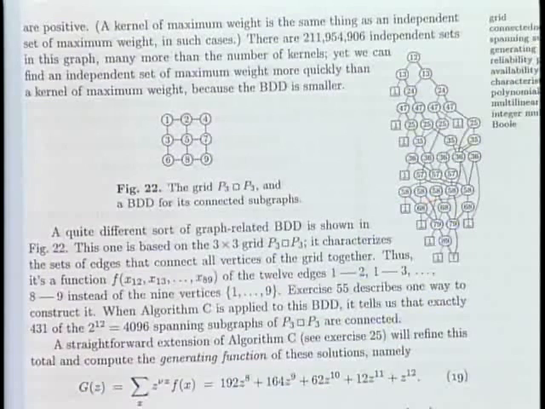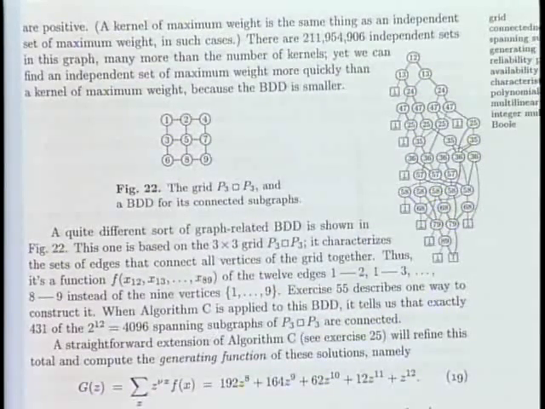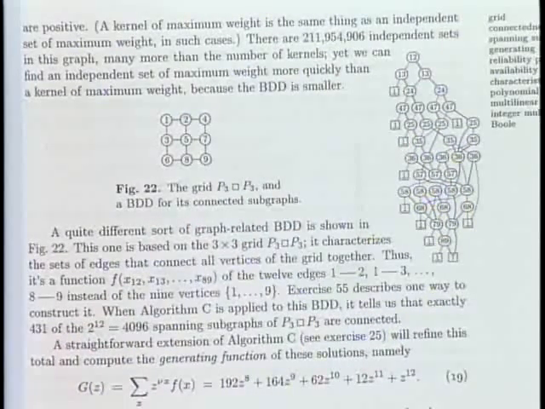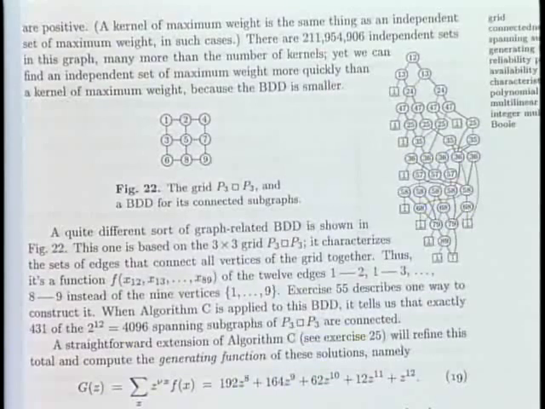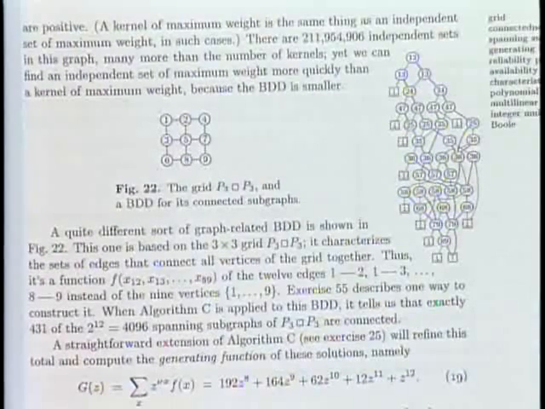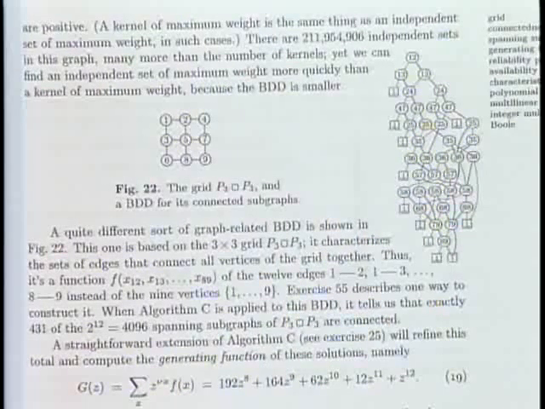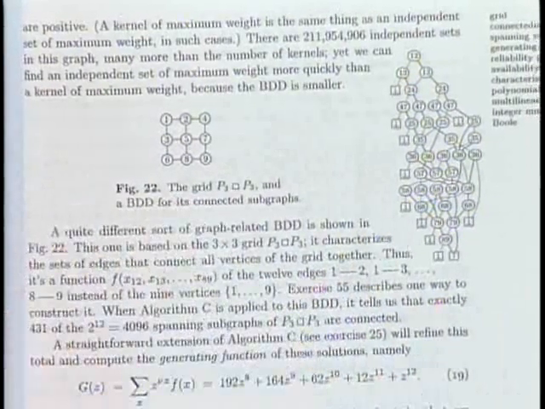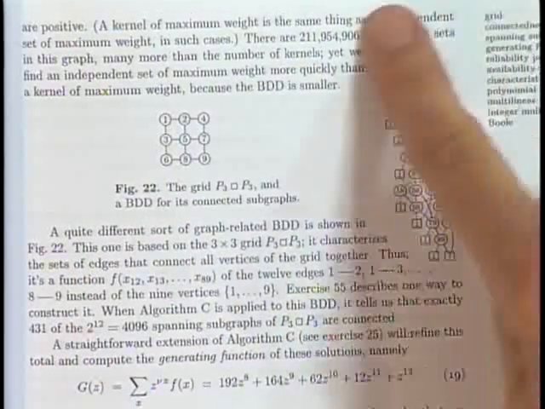Then being connected means it contains a spanning tree. So then I wanted the BDD for all the spanning trees. In other words, f of x is 1 if and only if x is a spanning tree of this graph. And that's a lot bigger. So I looked for the ZDD for the spanning trees. And to my surprise, the ZDD was exactly this.